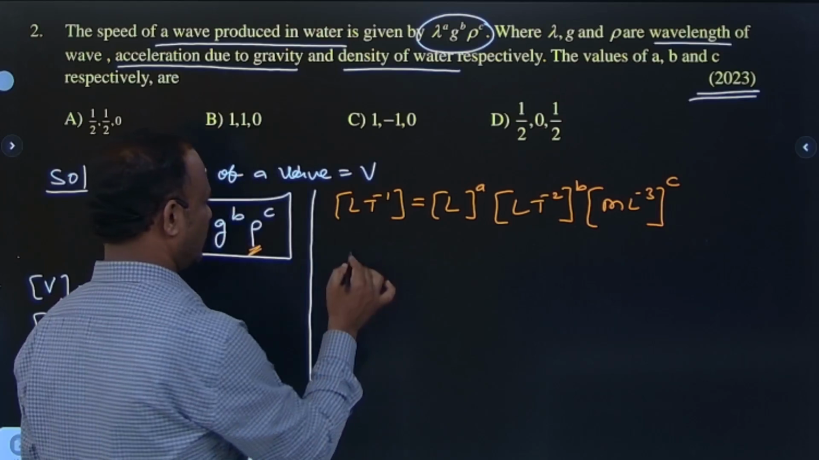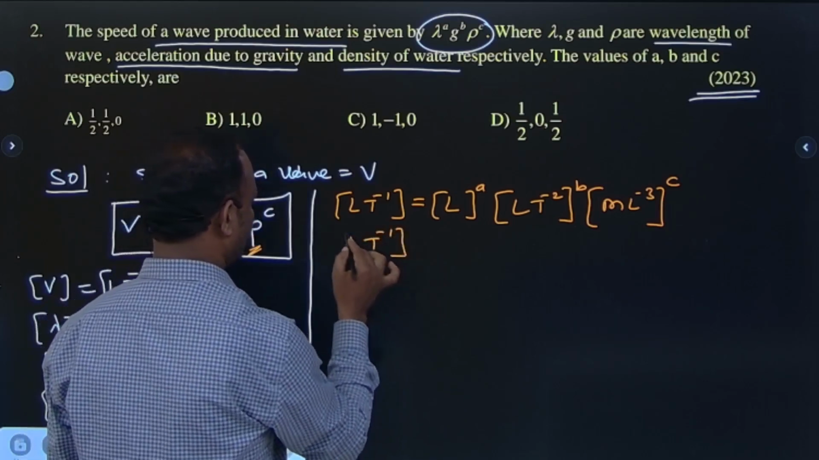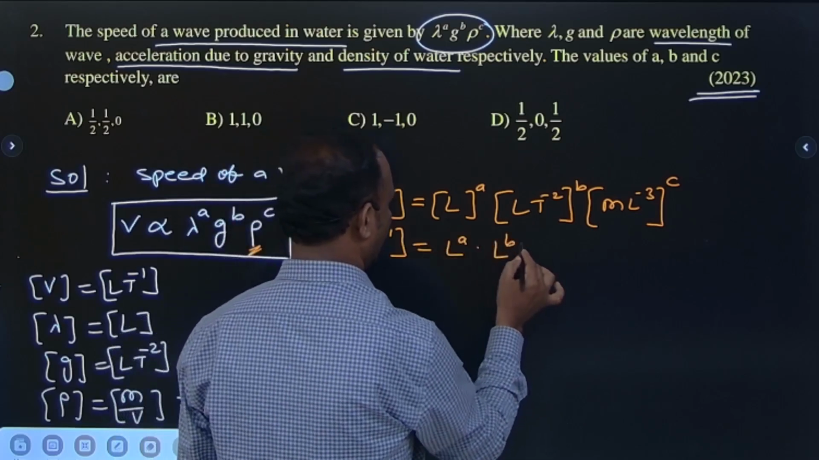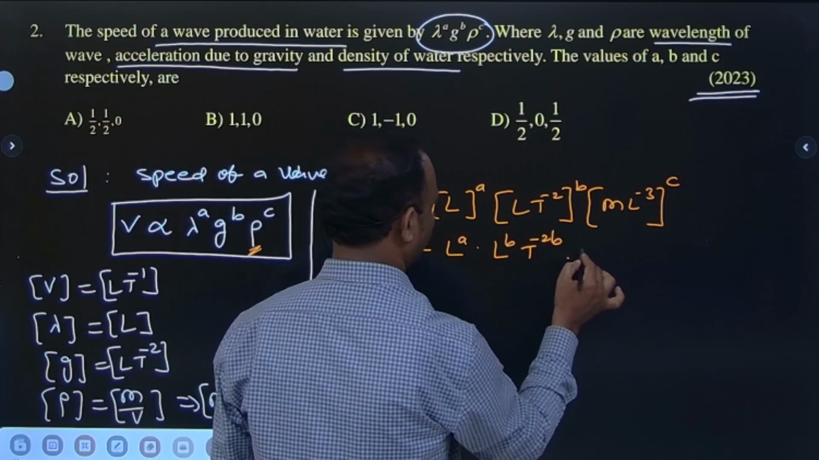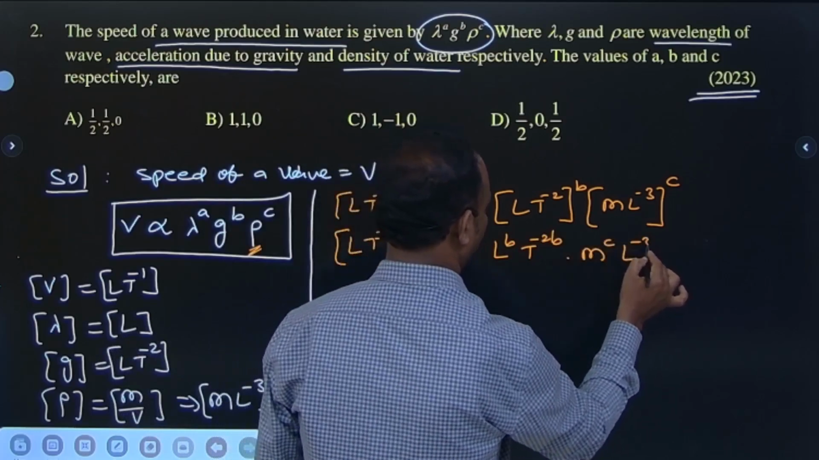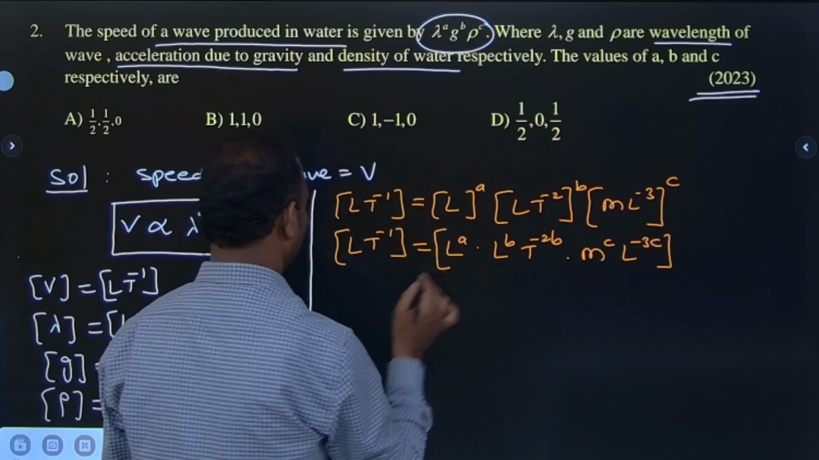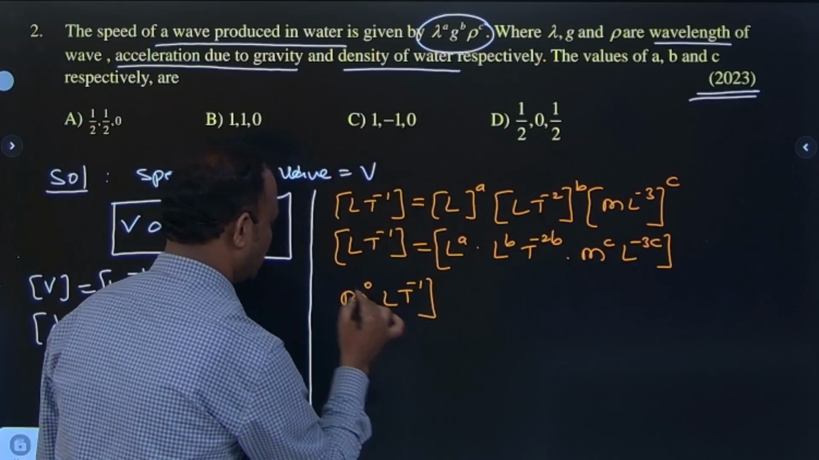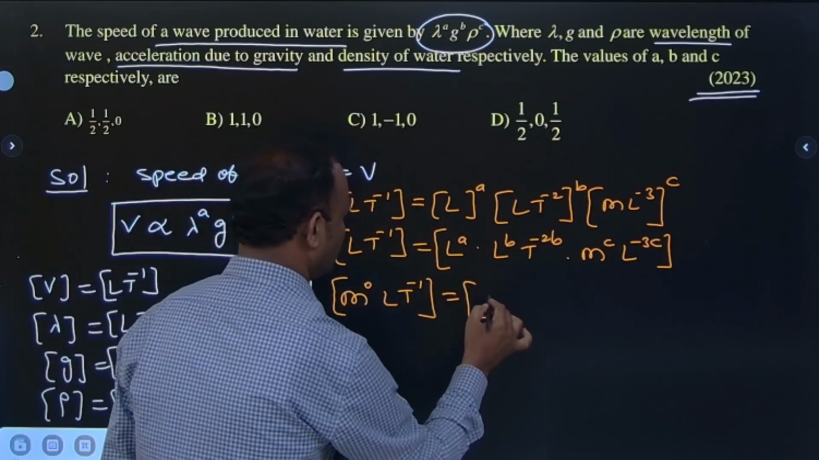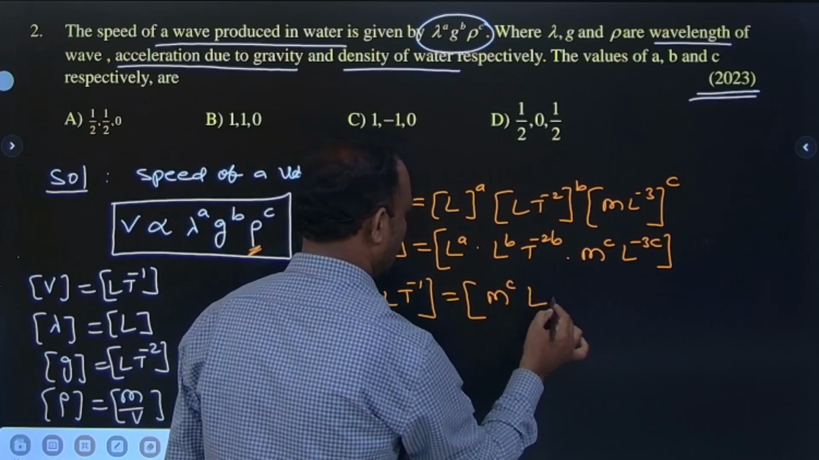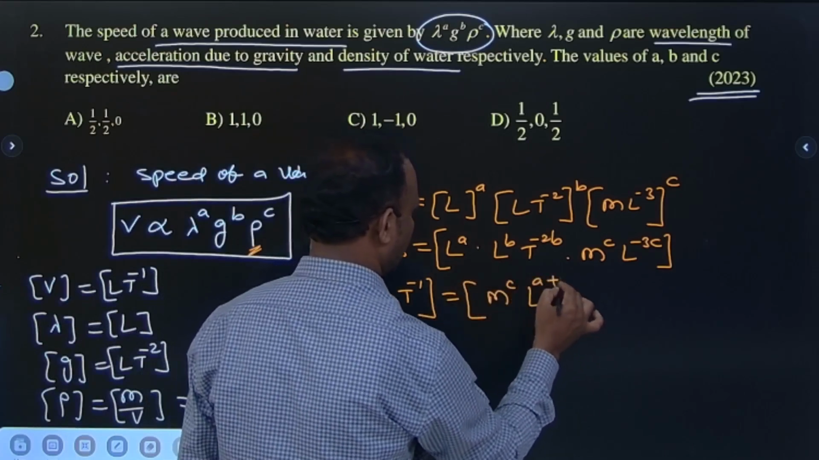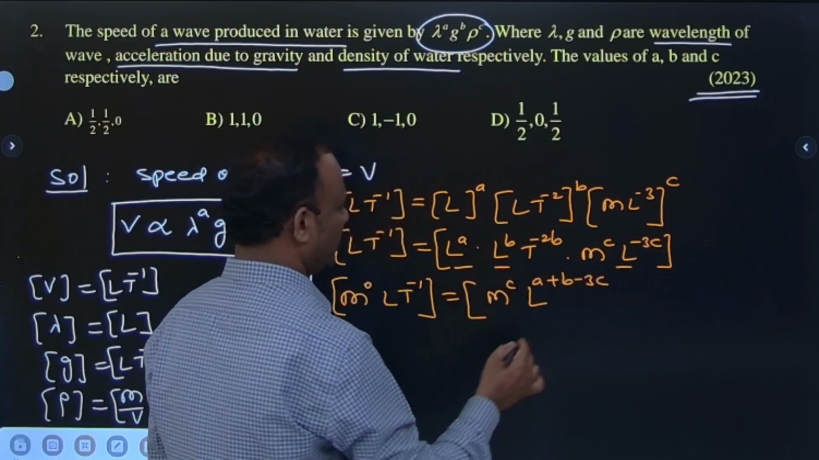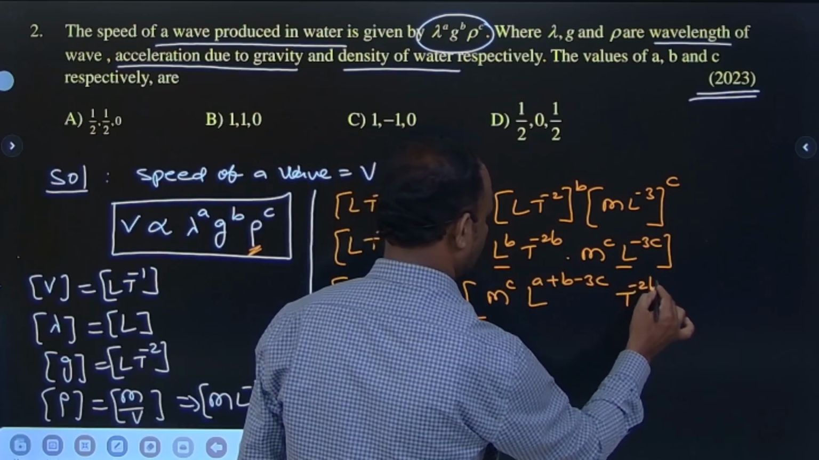Afterwards we can compare the terms. LT minus 1 equals L to the power of A, L to the power of B, T power minus 2B, M to the power of C, L power minus 3C. So M0 L T minus 1 equals M to the power of C, L to the power of A plus B minus 3C, T to the power of minus 2B.